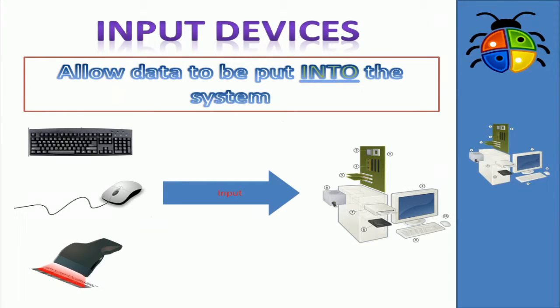So for those of you who didn't see the last video, an input device is something that allows us to put data into a system or into a computer. For example, a keyboard, when we type it, we're using our physical touch to put it into an electronic medium in our system.